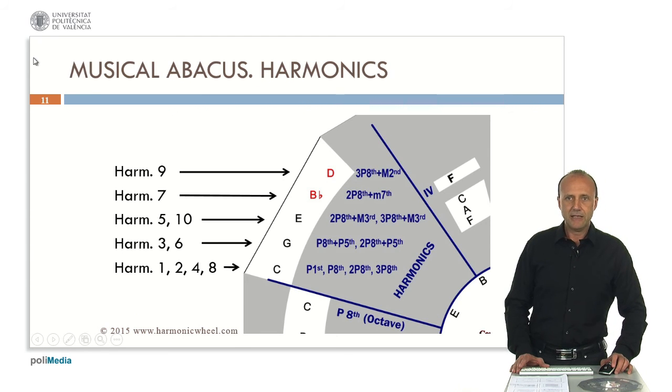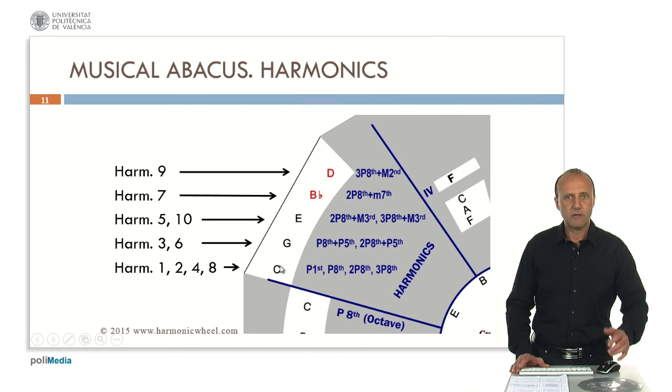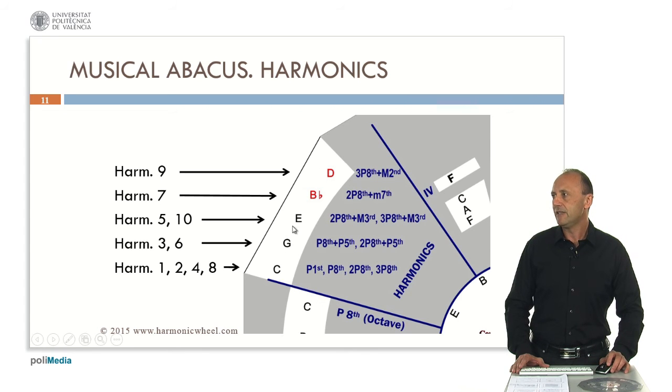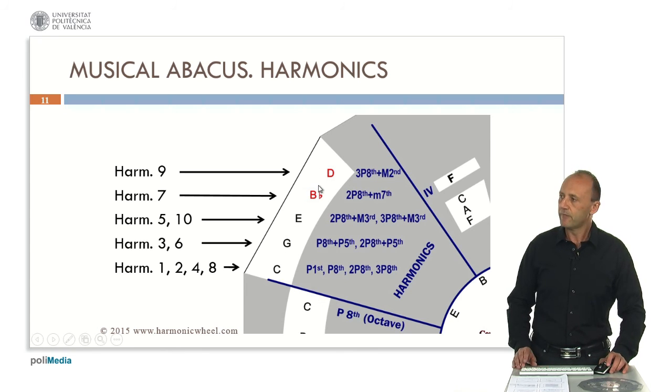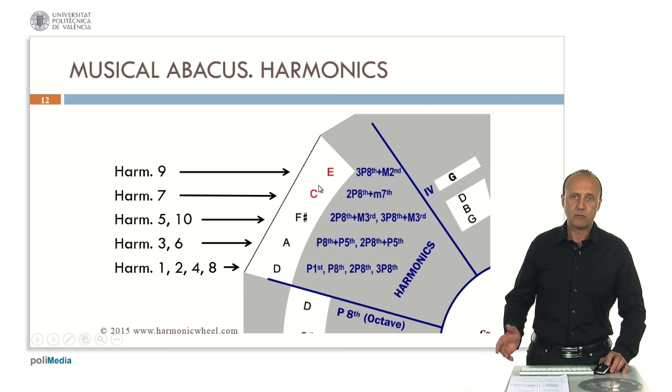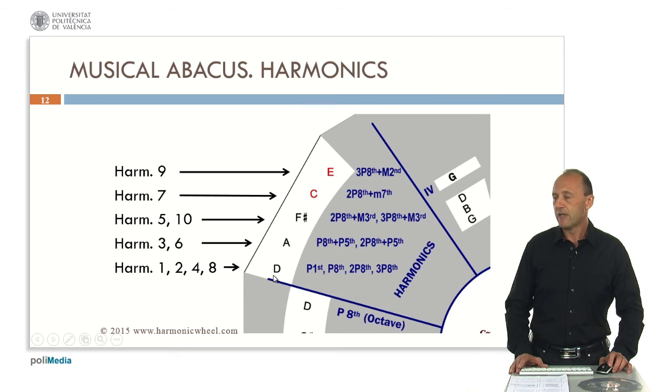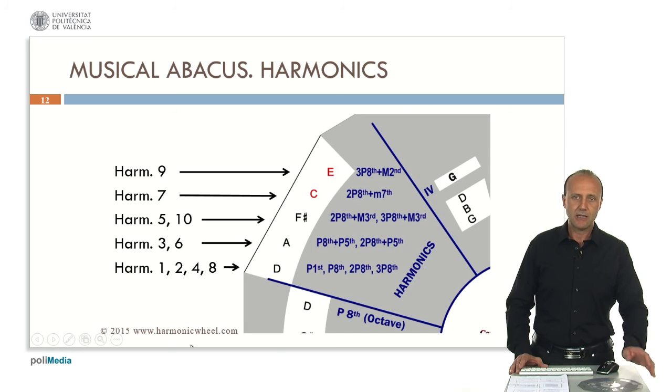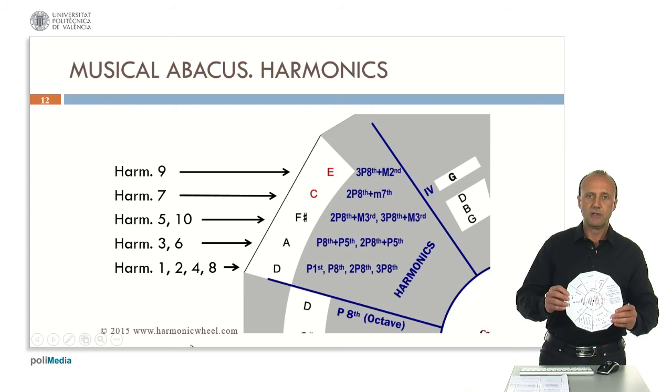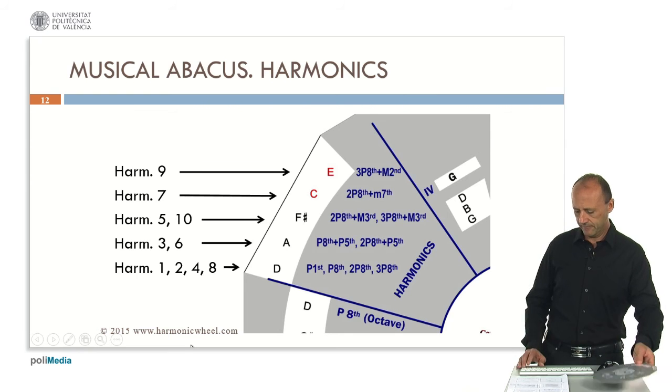Once we have assigned the names to the notes, we can see which are the names of the first harmonics of any note. For example, for note C, its first harmonics are G, E, B flat, D. We can start with any other note, for example, from D, and we can obtain the notes corresponding to its first harmonics, notes A, F sharp, C, and E. These harmonics are given by this tool called the musical abacus.